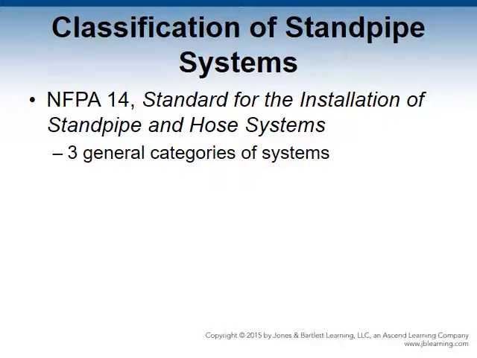The classification system dates back to NFPA 14, Standard for Installation of Standpipes and Hose Systems. The classes of service in the standard remain the basis for the design, installation, use, water supply, and size requirements. According to NFPA 14, standpipes can be classified into three general categories: Class 1, Class 2, and Class 3 systems.